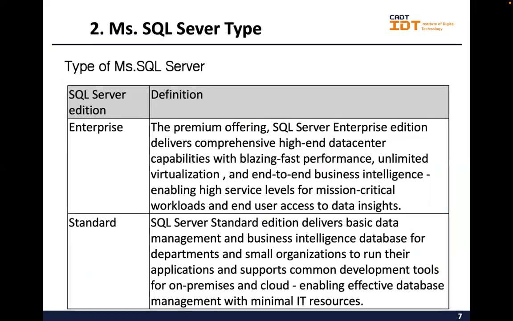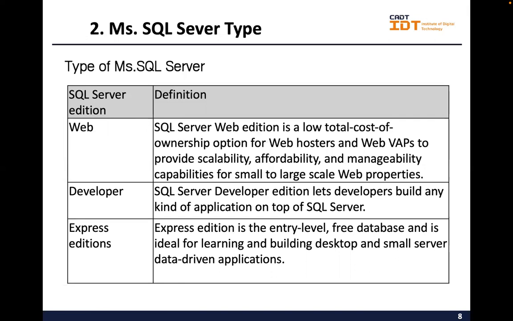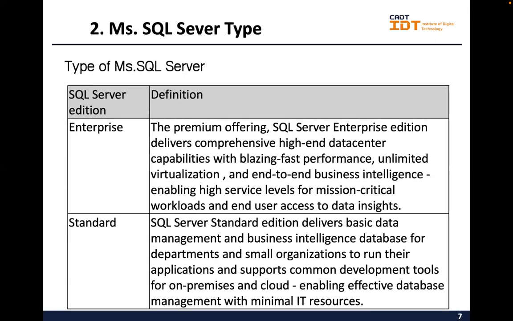For the second, we are talking about the SQL Server type. Here I show you the SQL Server types. We have 5. One is Enterprise. Enterprise can provide high data center capability with blazing fast performance, unlimited virtualization, and end-to-end business intelligence, or we call BI. Okay, but for Enterprise, you need to register and buy.